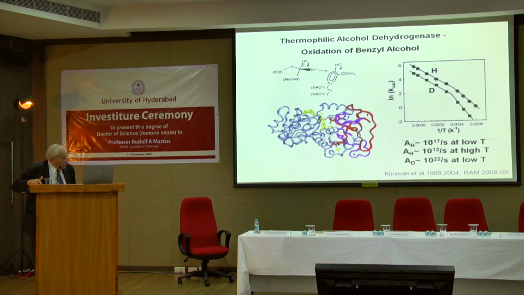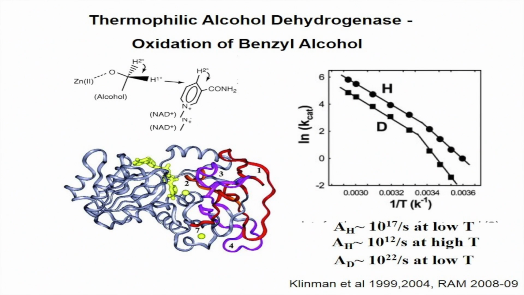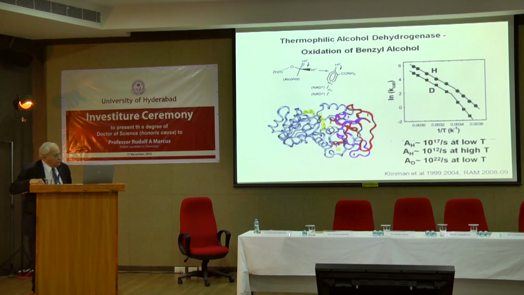Let me go back. Some of the ideas that were applied to electron transfer reactions have been applied to proton transfer, hydride transfer, and so on. I thought I'd give an example of such a transfer in a particular enzyme. This is an enzyme which normally operates at a high temperature, the thermophilic enzyme. And in that sort of situation, when you look at the rate of an H transfer compared with a D transfer, deuterium transfer, you find, plotting the log of the rate versus 1 over T, parallel lines for the two.